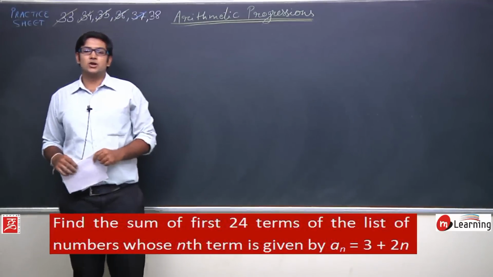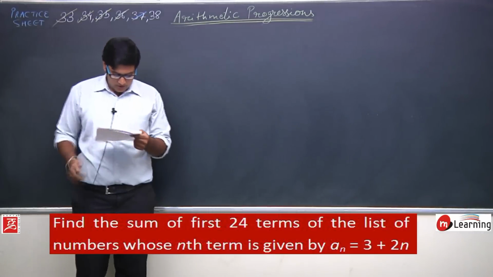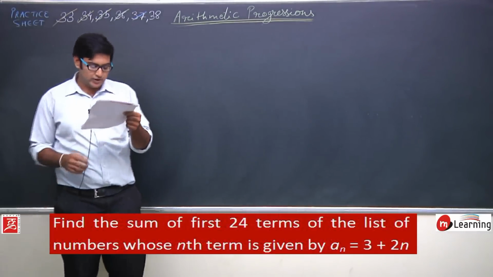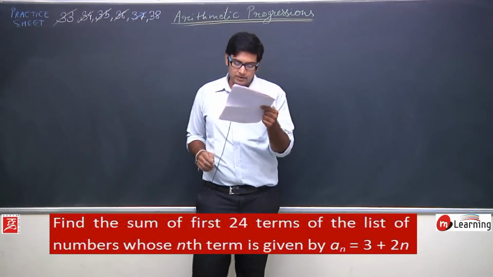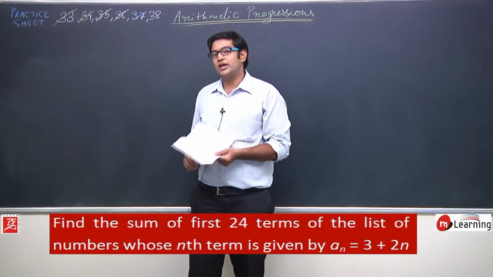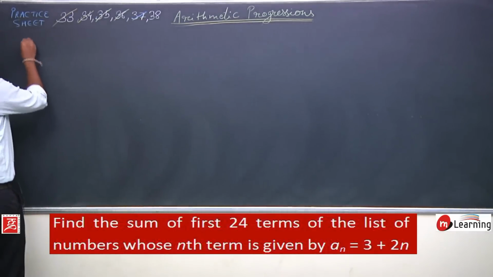Okay, let us now solve question number 38 from the practice sheet. Question number 38 says, find the sum of first 24 terms of the list of numbers whose nth term is given by an = 3 + 2n.